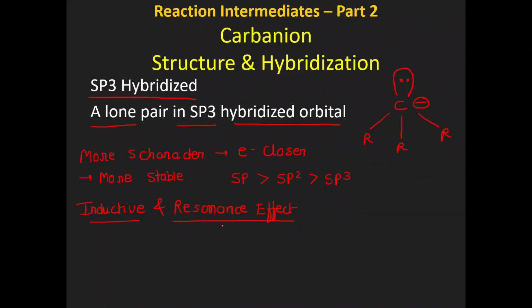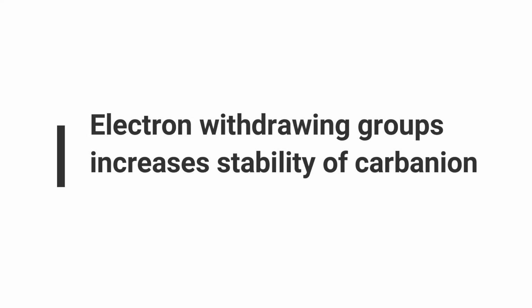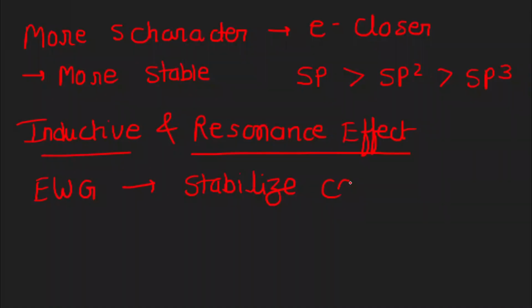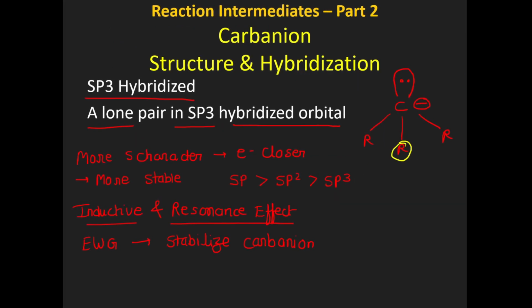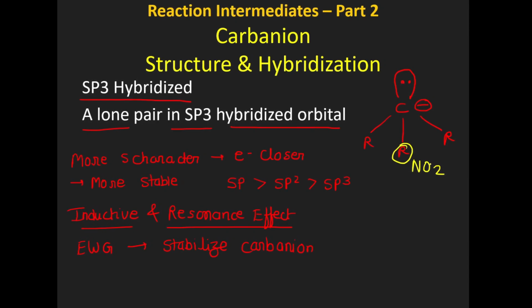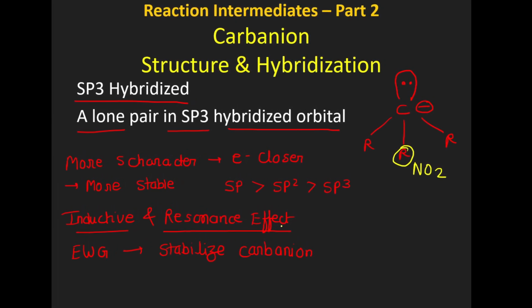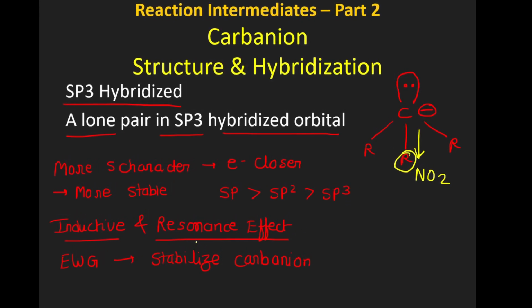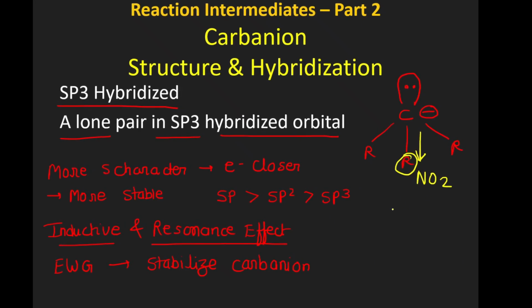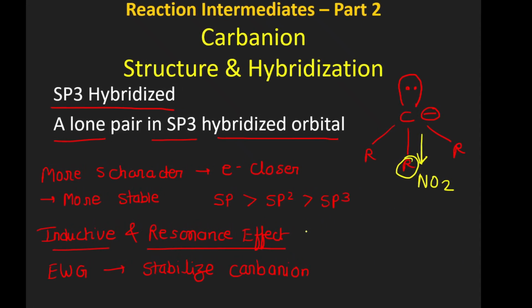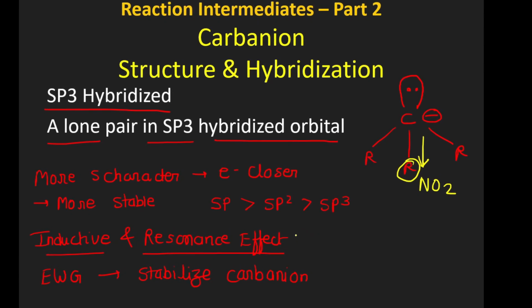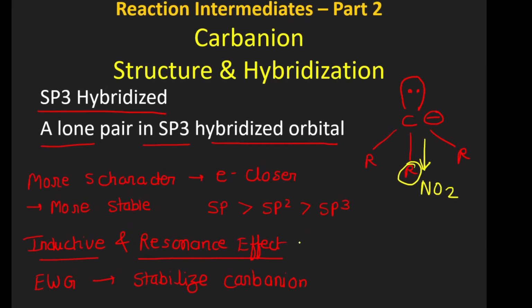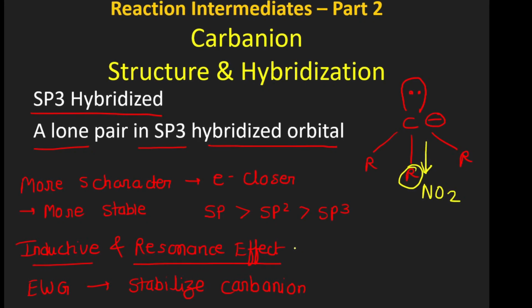The inductive effect also works in the case of carbanion, but just opposite. Here the electron withdrawing groups will stabilize the carbanion. Why? Because they will pull the electron density. Suppose here you are making NO2, this R is replaced by NO2, and you know that the nitro group is an electron withdrawing group. This will take the electron density toward itself, so it will reduce the negative charge and stabilize the carbanion. So the more electron withdrawing groups, the more stable the carbanion. The more the resonance effect, the more stable the carbanion.